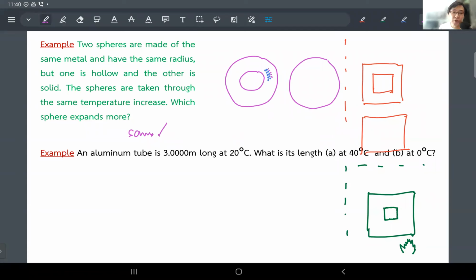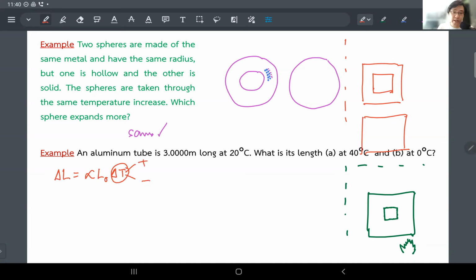You have an aluminum tube, 3 meters long, at 20 Celsius. What is the length at 40 and at 0 degrees Celsius? All right, so this one is just to make sure that you know how to apply that main equation properly. So this is just the change of the length, and this delta T works both positive and negative. So don't worry, you can apply it.